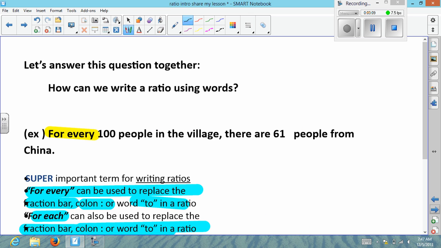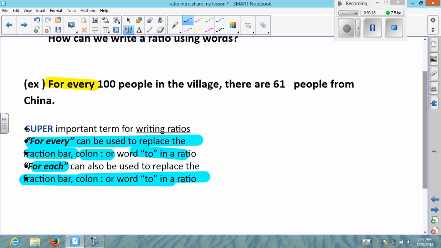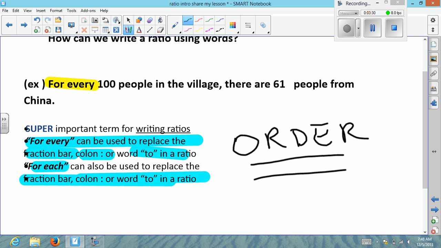Okay. So things that are important to remember when you're writing ratios. For every can be used to replace the fraction bar, the colon, or the word to, and for each can also be used to replace those things. And once again, the order of the words in the problem dictates the order that you write them in your ratio.